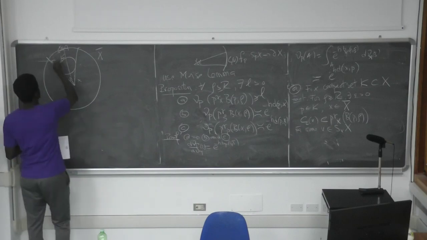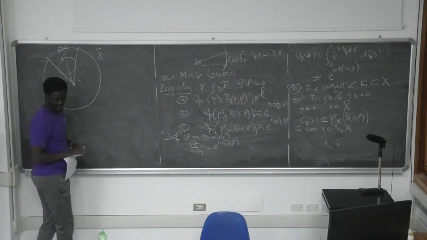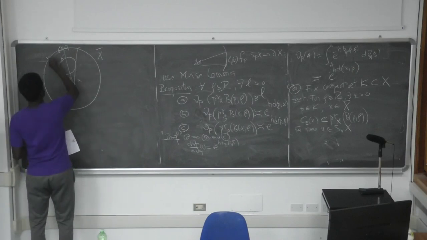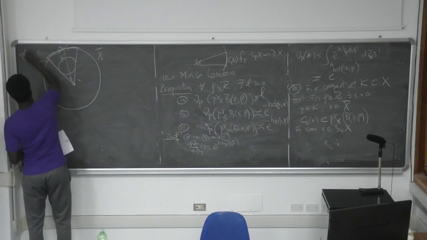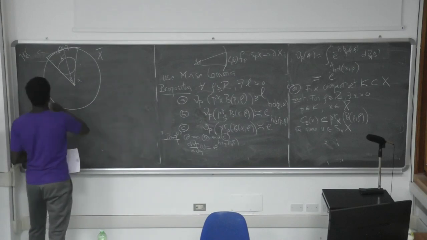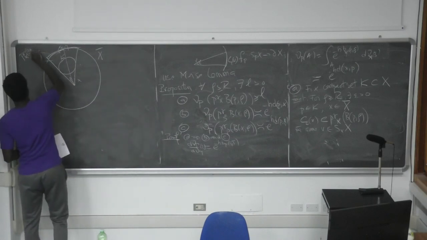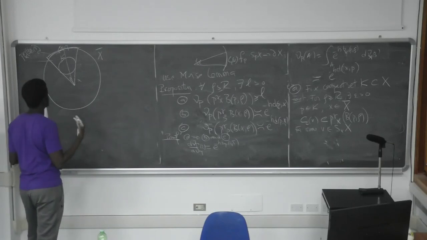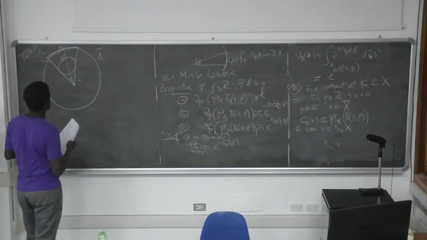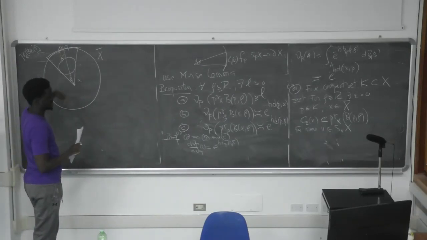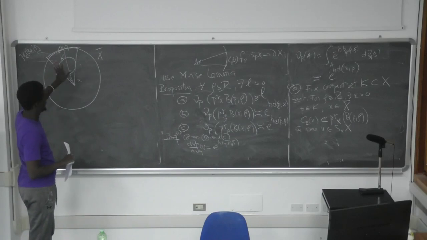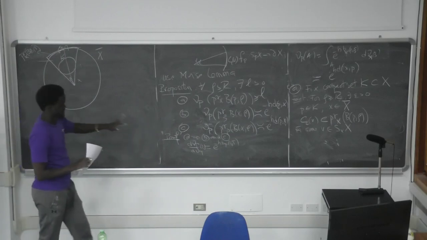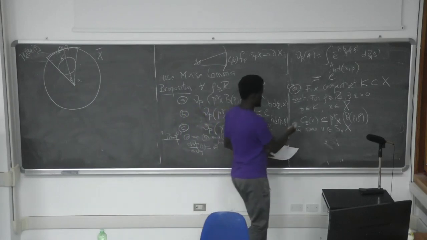And this big set here will be PRX of B(P, rho). You just take a vector that goes right through, and this is the idea to get this part.